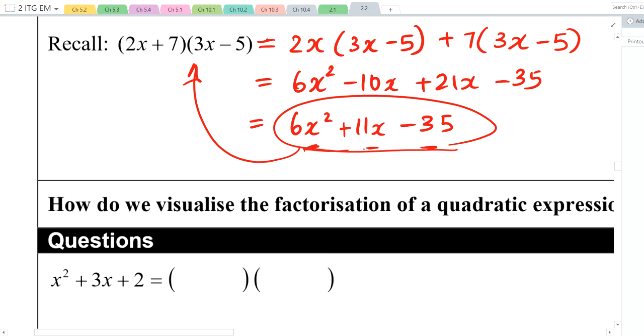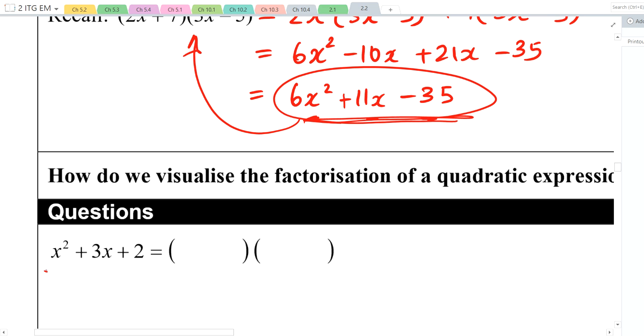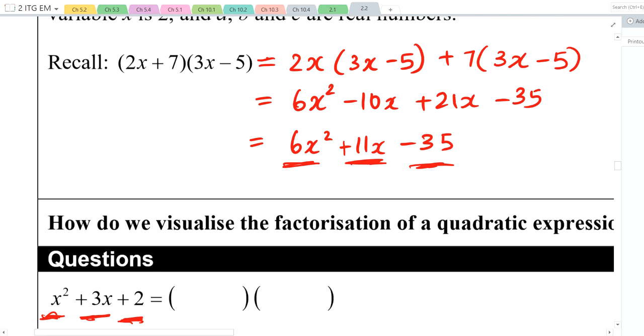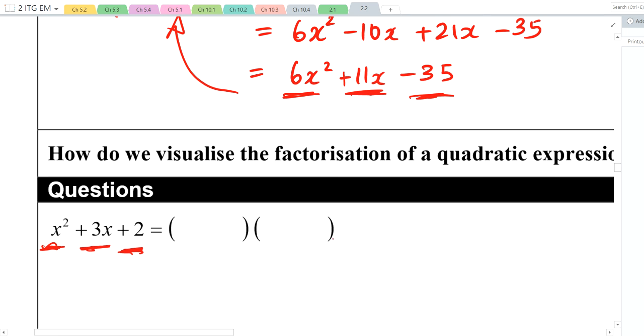Okay, so I want to go from 3 terms over here to 2 brackets. So let me just write that down first. I've got 3 terms, x squared term, x term, and a constant. You need to recognize this. Listen carefully to what I say. Recognize this. X squared term, with x term, and a constant term. We are going to go from here to get 2 brackets. Okay, so we just put in the 2 brackets first.